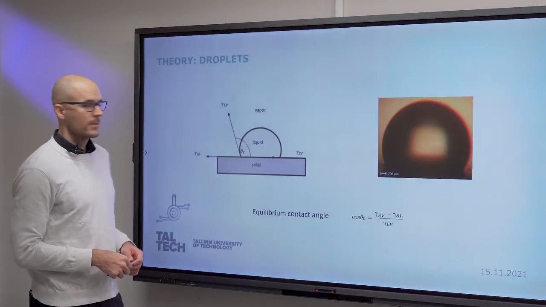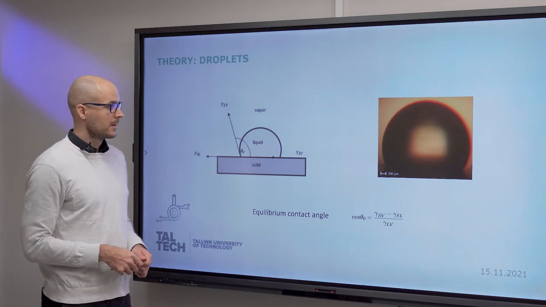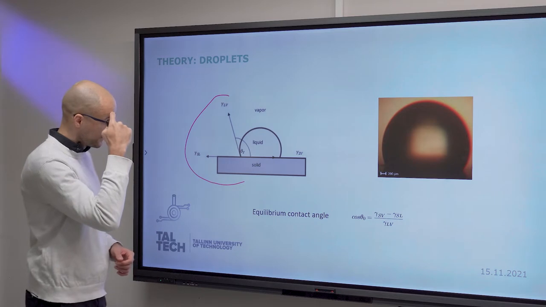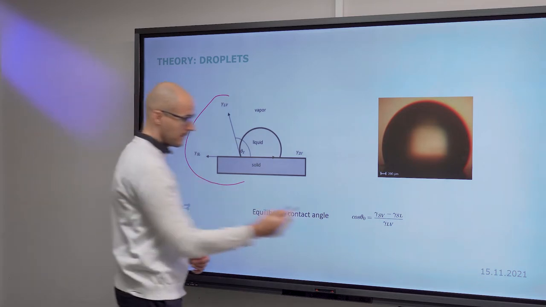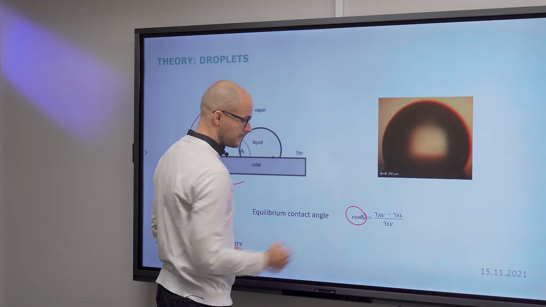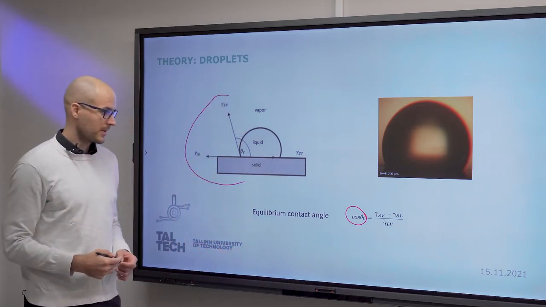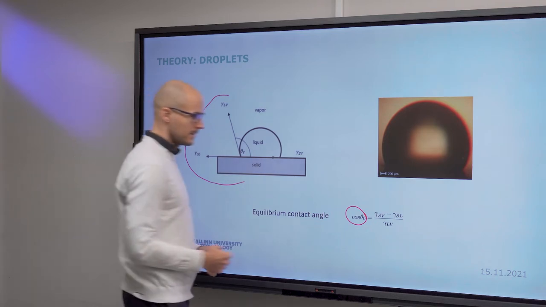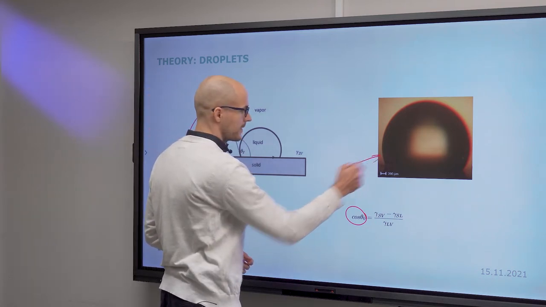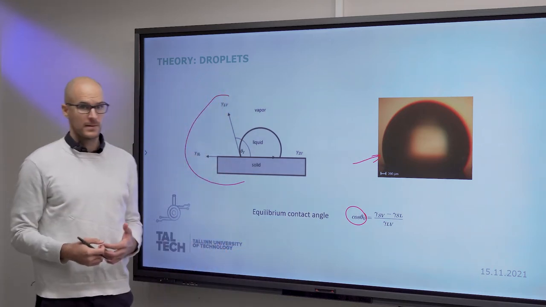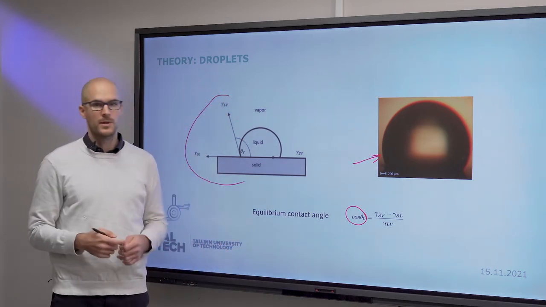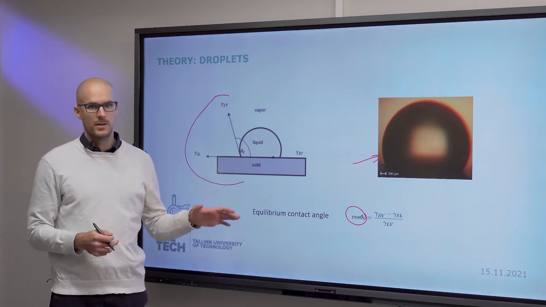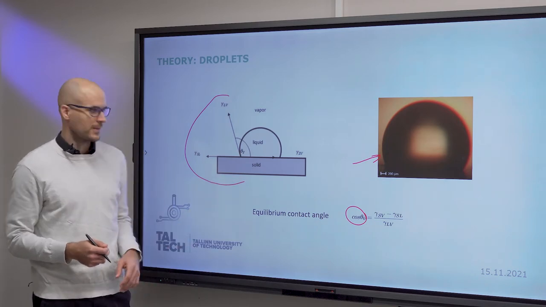So we have to start again from here, and this you have seen already. The equilibrium contact angle can be expressed as such. And this one here is an actual droplet under the microscope, in equilibrium on a normal, regular hydrophobic surface.